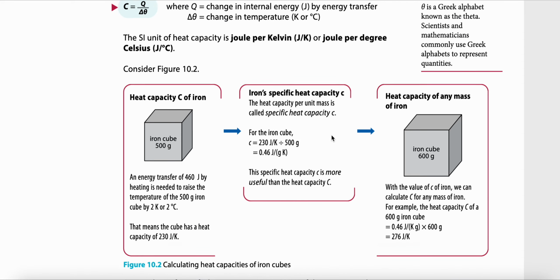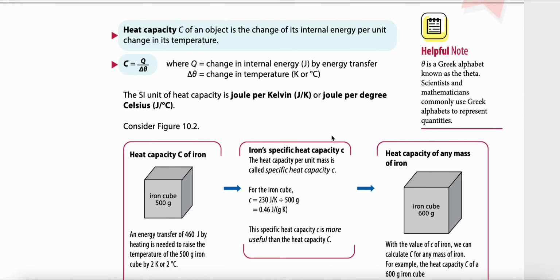Moving on, we'll move on to heat capacity. It is the change of its internal energy per unit change in its temperature. Heat capacity is given by capital C. Later we'll learn something called specific heat capacity, which is small c. So let's not get confused with that.